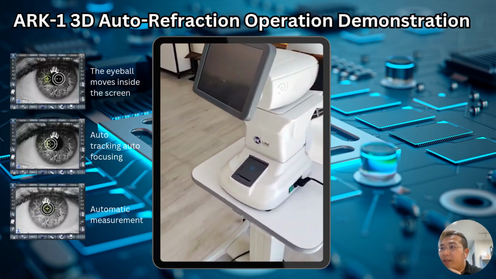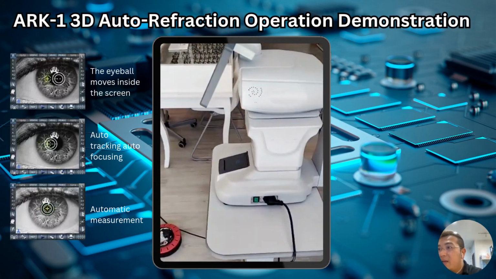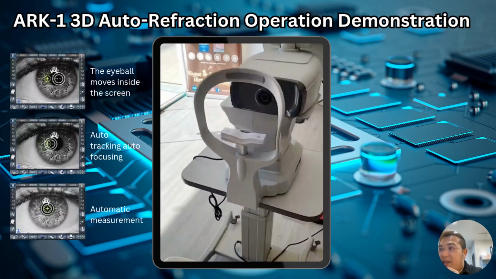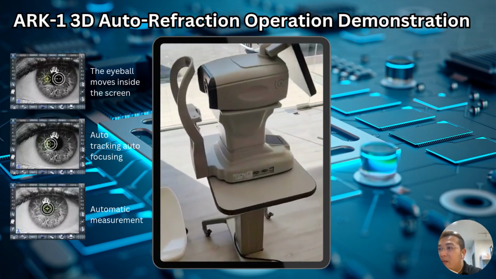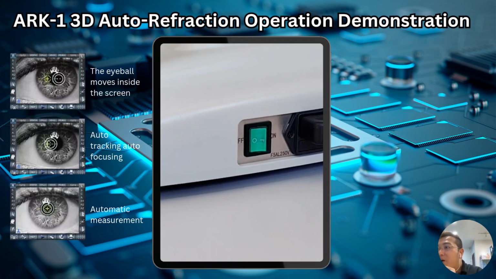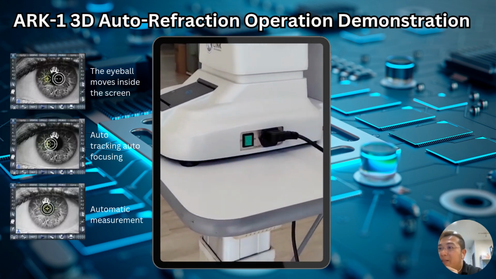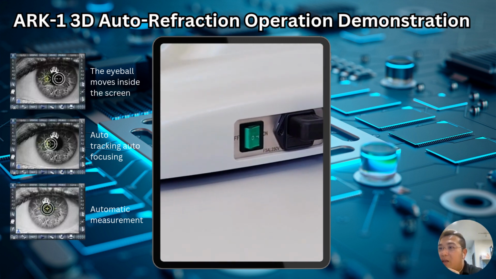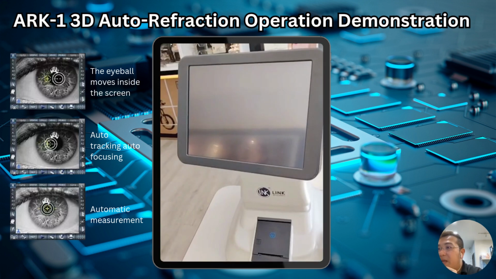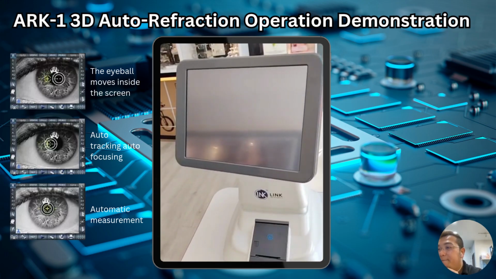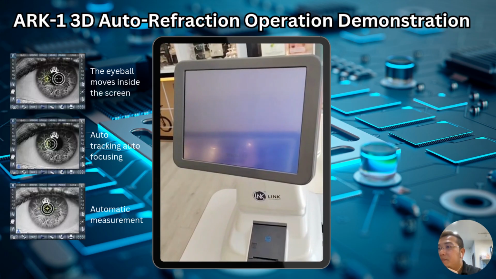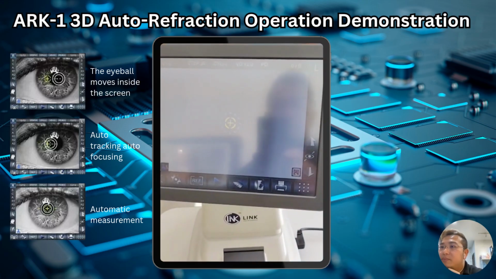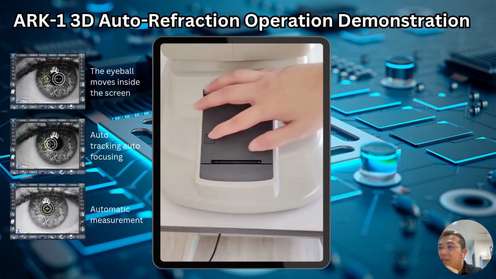To perform a quick eye test using this device, it will help us determine your eyeglass prescription. It's completely safe and painless. So step 1, power on the device by pressing the main power button at the side. Wait for the device to boot up and display the home screen. Ensure the paper is loaded.